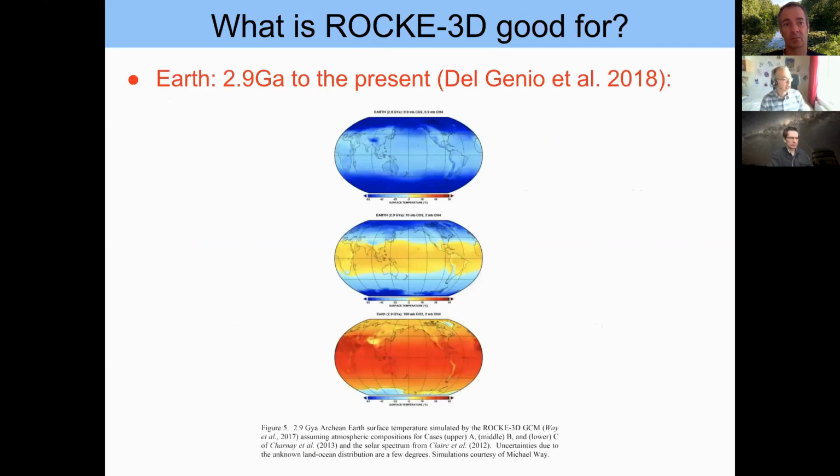So I thought I would go through a few papers and show you a few extensions of the model, a few of the things the model has been used for. This is some pictures of Archean Earth. Basically, it is modeling Earth through time from 2.9 gigayears ago to the present day. This is from a book chapter by Tony Del Genio et al.